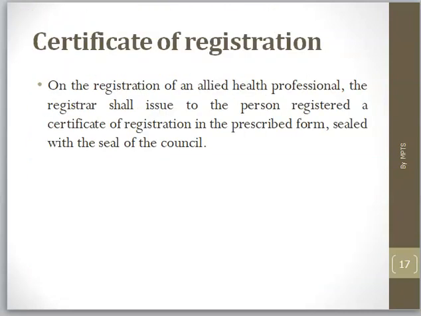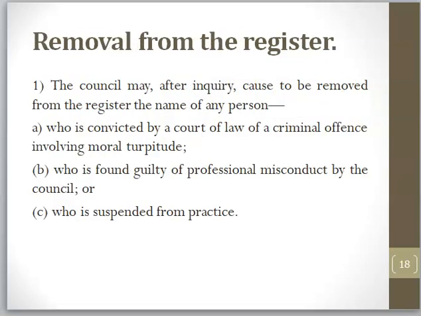Certificate of registration. On registration of an allied health professional, the registrar shall issue to the person registered a certificate of registration in a prescribed form, sealed with the seal of the council. However, you can be removed from the register at any time. Of course, this is after you've been convicted of any professional misconduct by this act or in the courts of law, or suspended from practice. You can be removed from the register.